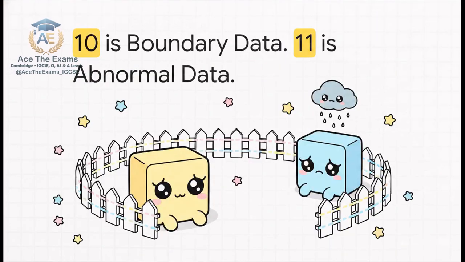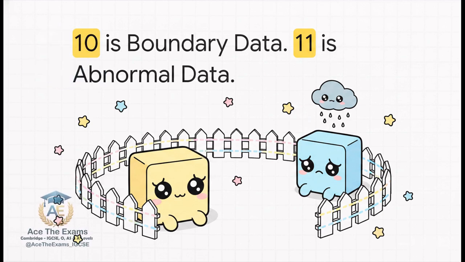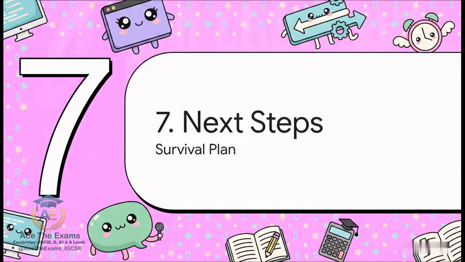Here's the breakdown. The number 10 is boundary data because it sits right on the absolute edge of your acceptable limits. The number 11, however, is abnormal data since it falls completely outside that acceptable range and should trigger your program to immediately reject it. Honestly, mastering the difference between normal, abnormal, boundary, and extreme data is an absolute must for dominating Paper 2 testing and evaluation questions.